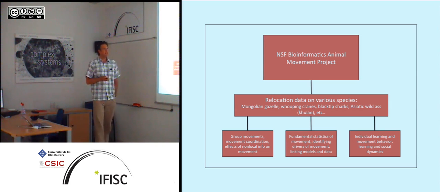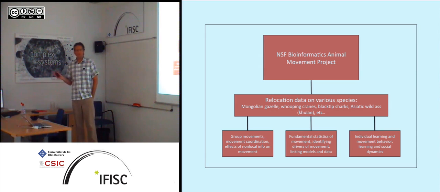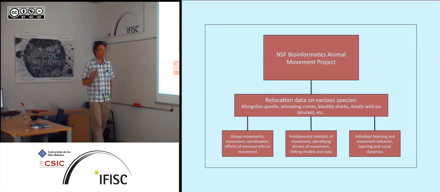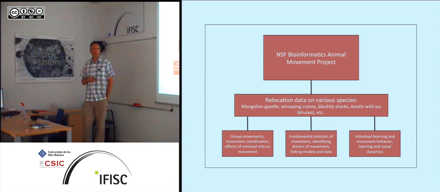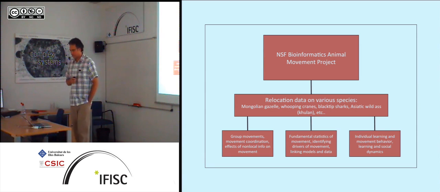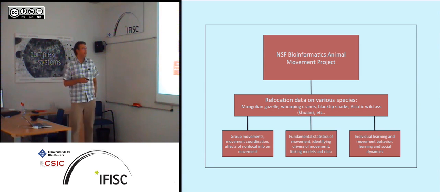We compiled data on a bunch of different species that include all kinds of different movement behaviors, different monitoring technologies that introduce different error structures, different questions we want to ask. So we have gazelle, whooping cranes, black-tipped sharks, and others, many others. The gazelle are going to be the flagship example. And then we're doing different things.